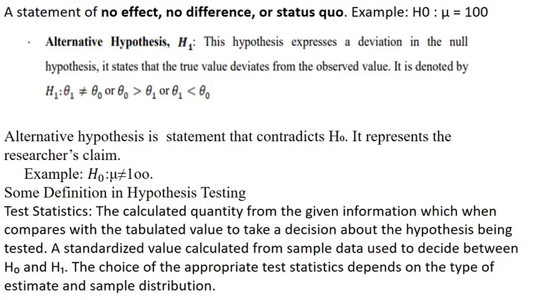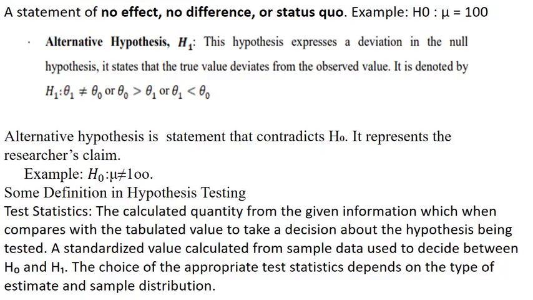The alternative hypothesis is a statement that contradicts H naught. That is what the alternative hypothesis does. It always contradicts H naught. It represents the researcher's claim. For example, if H1: mu is not equal to 100, that is an alternative hypothesis, so it represents the researcher's claim.